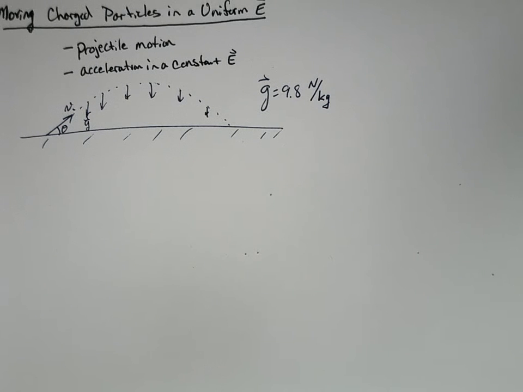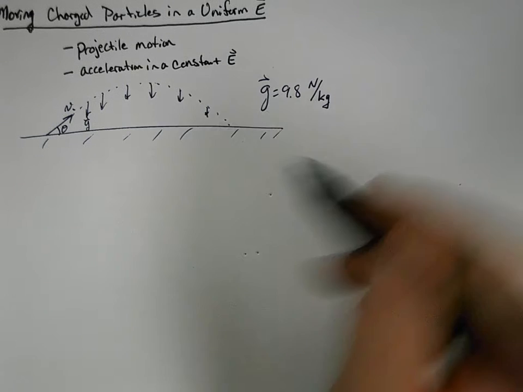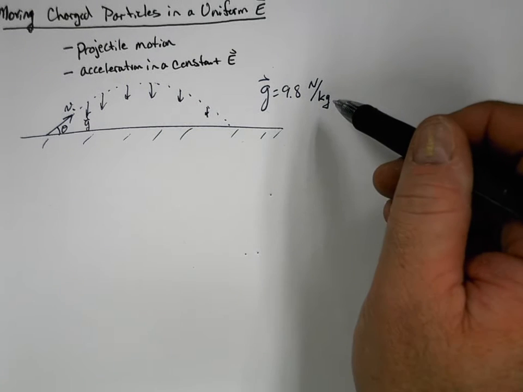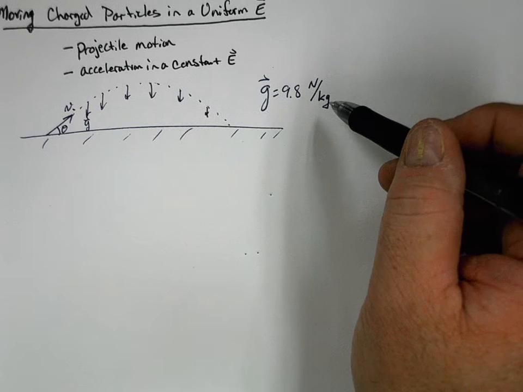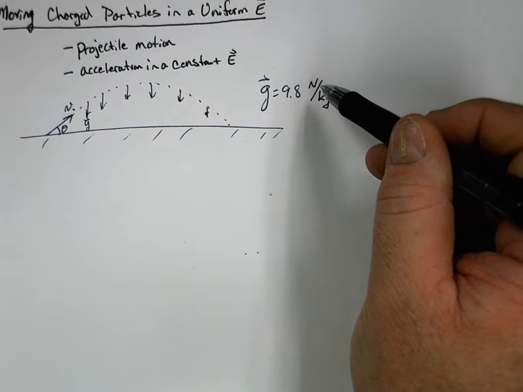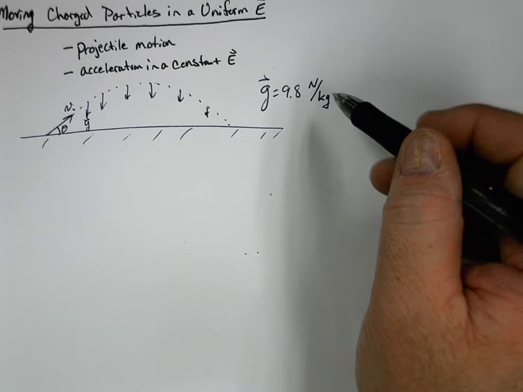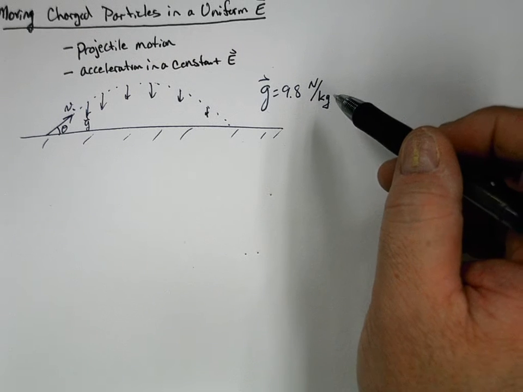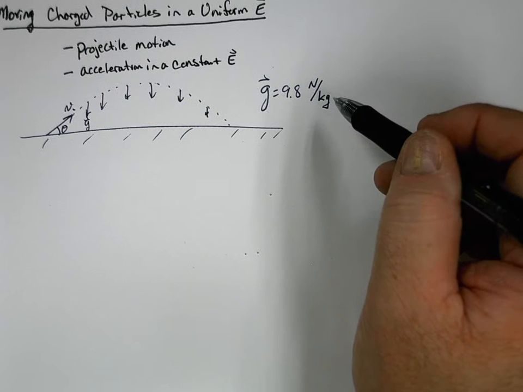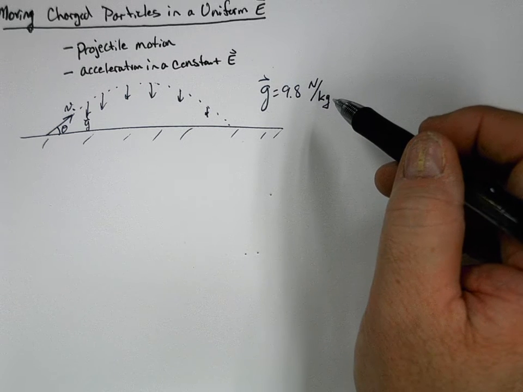But a newton is a kilogram meter per second squared, and so this is a newton per kilogram, which is the strength of the gravitational field when we are close to the Earth. If something is 2 kilograms, what force does it experience? 2 times this, right? 19.6 newtons. So for every kilogram of mass that an object has near the surface of the Earth, it experiences a force of gravity of 9.8 newtons.